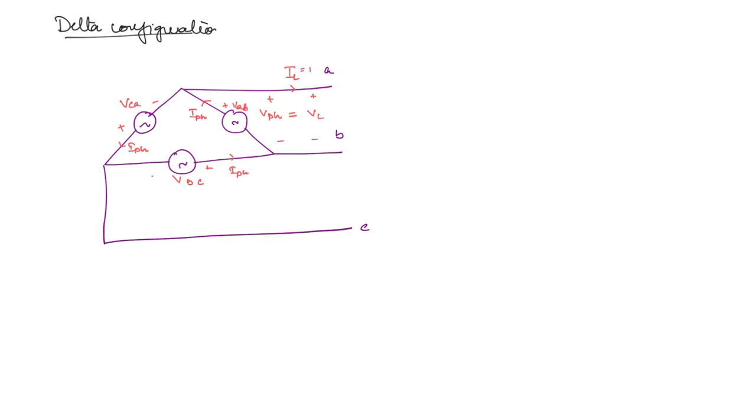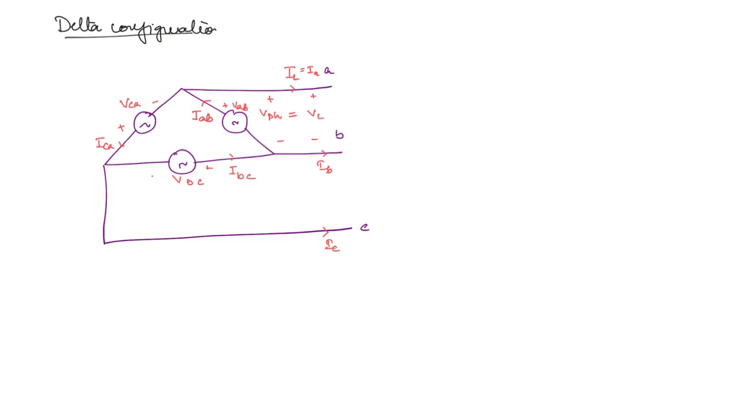So how do we name these? This line current we write as IA, this as IB, and this as IC. And the phase currents we will name as IAB. So we are naming it IAB because the voltage here is VAB, right? So we want the current to also have the same subscript. And here what will be the current? This is going to be IBC, and this is going to be ICA.